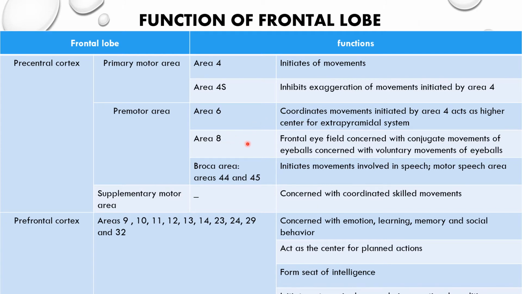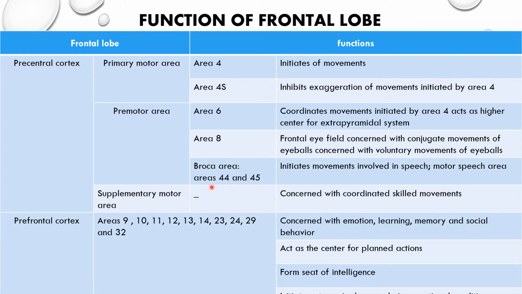Area number 8 has the function of the frontal eye field, concerned with the conjugate movement of the eyeball, that is, the voluntary movements of the eyeball. When you are looking at the left side, the right eye also goes to the left side. So it is termed a conjugate movement. This is maintained by area number 8.